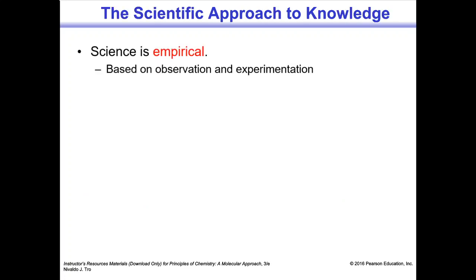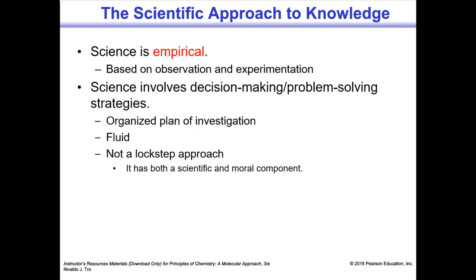So some basic definitions for you, which you probably already know. We're going to say in this class that science is empirical. What does that mean? It means that it's based on observation and experimentation. It doesn't matter so much how you feel about something, but more about how you can observe it, what kind of experiments you can do, and what the results of those experiments are. It involves decision making and problem solving strategies.